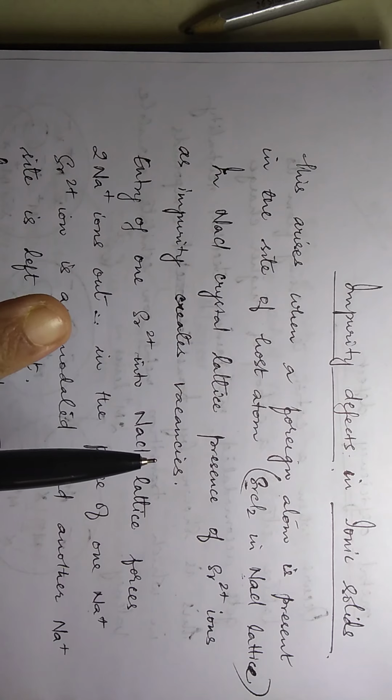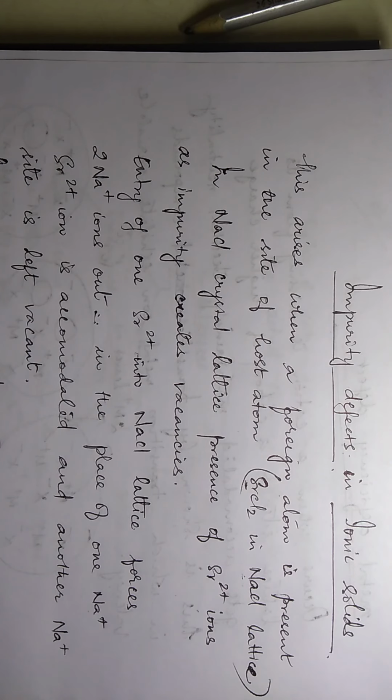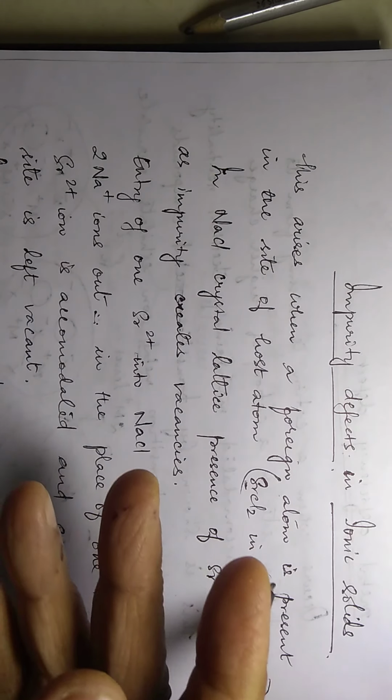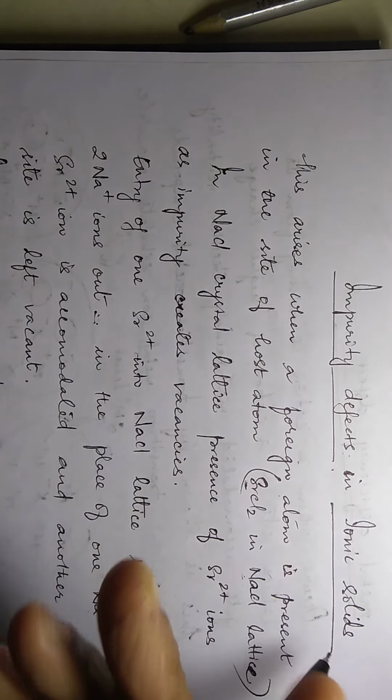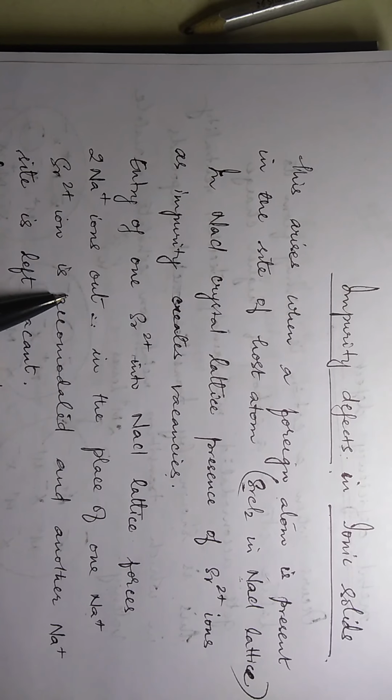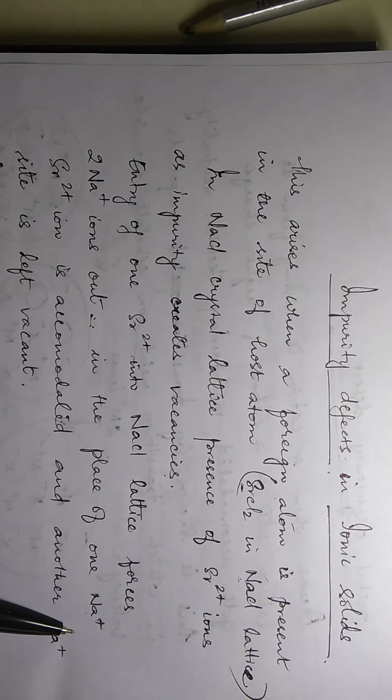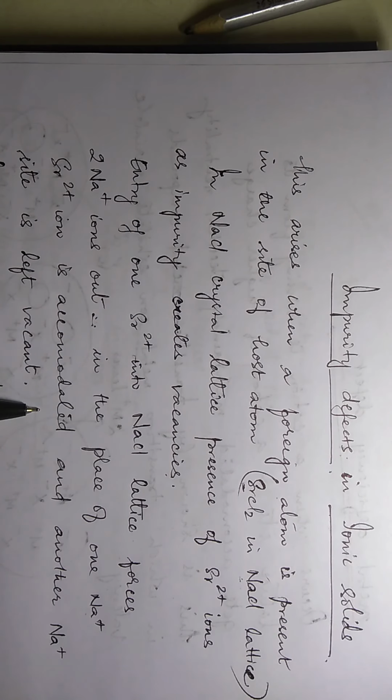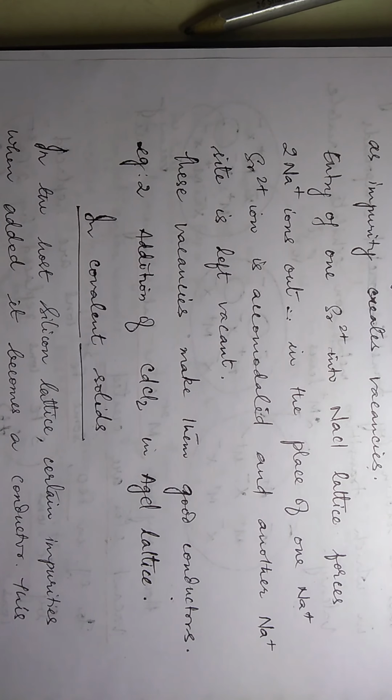तो एक Sr2+ एक Na+ की जगह पे बैठ गया और दूसरी Na+ की जगह खाली हो गई. So it will create vacancies. Right? So entry of one Sr2+ into NaCl lattice forces two Na+ ions out. In the place of one Na+, Sr2+ is accommodated and another Na+ site is left vacant. Right? Now these vacancies make them good conductors.